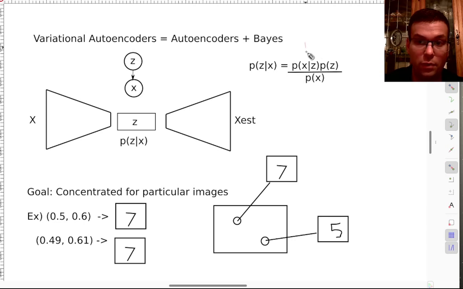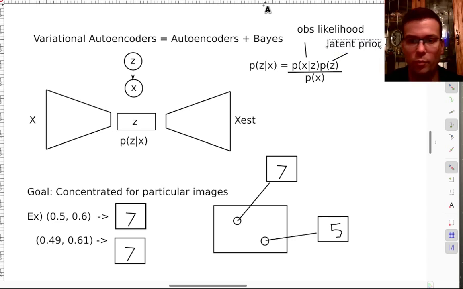This is called the likelihood, or the observation likelihood. That is the probability that we make this particular observation given that we have this latent vector. So I'll call this the observation likelihood. This is the prior probability of a latent vector, so I'll call it the latent prior.